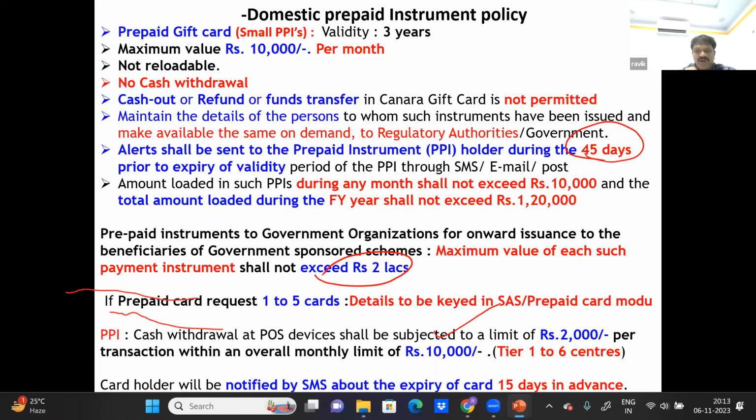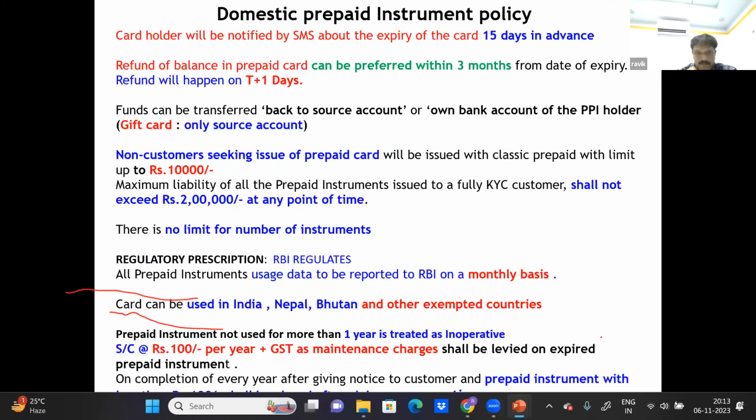Then the card holder will be notified by SMS about the expiry of the card 15 days in advance. If it is a gift card, 45 days; for normal payment cards, it is 15 days. Then the card holder will be notified. Already it is covered.